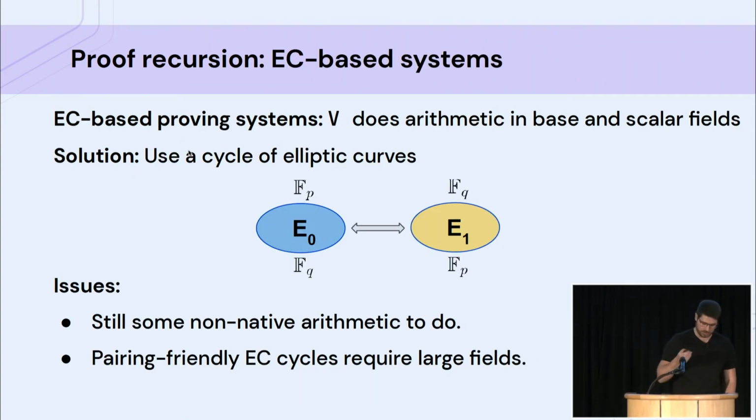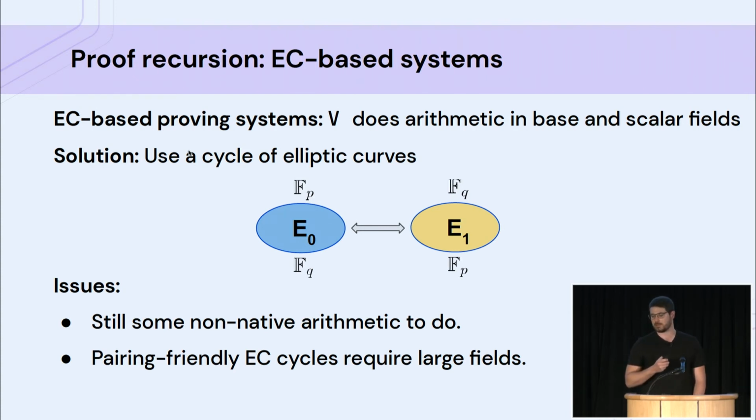As I said, you just want to write the verifier in a circuit, so how practical is that? Well, if you try to do that with proving systems using elliptic curves, you quickly run into an issue: the verifier does arithmetic in both the base and scalar fields of the elliptic curve, and the proving system itself works on the scalar field. So all the base field arithmetic of the verifier will have to be done non-natively. It's totally doable, but non-native arithmetic is very costly in terms of constraints, so you will end up with a very large circuit.